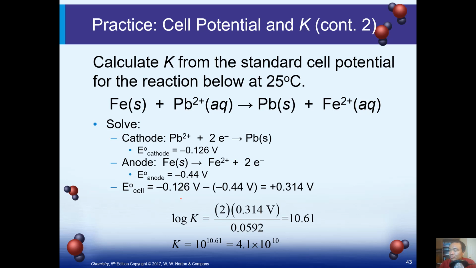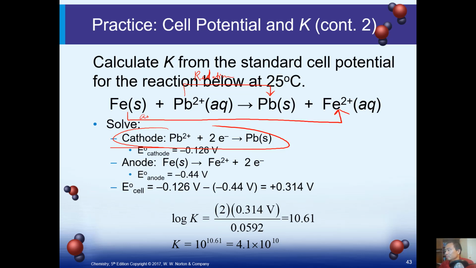So the cathode is identified. This cathode is where reduction happens. This one is reduction, that's the cathode. This one is oxidation, so that's the anode. With the correct identification of the cathode and anode, we can calculate E naught. The standard cell potential is the cathode minus the anode reduction potential, which gives us 0.314.